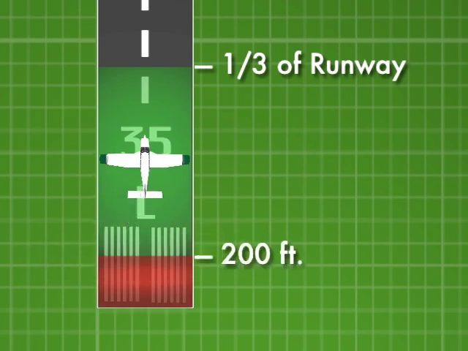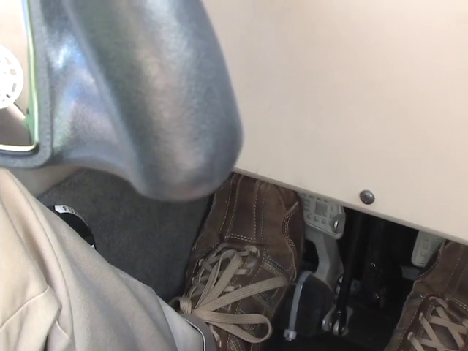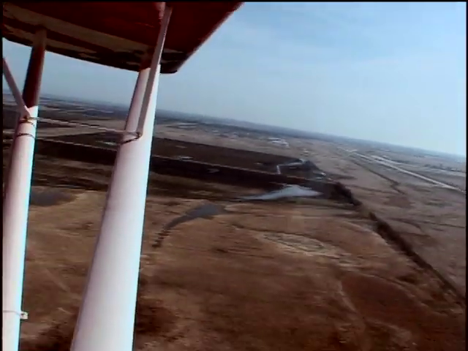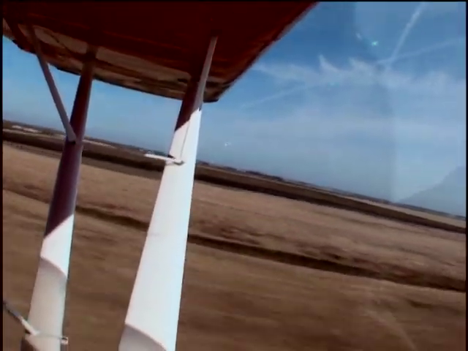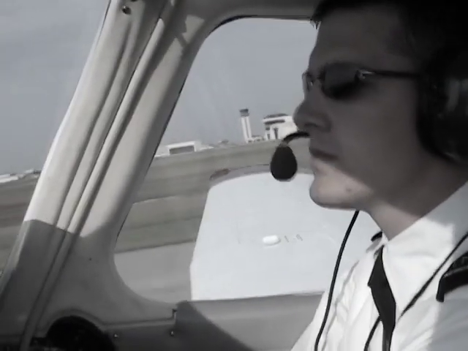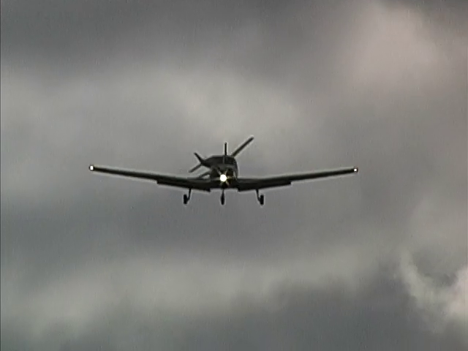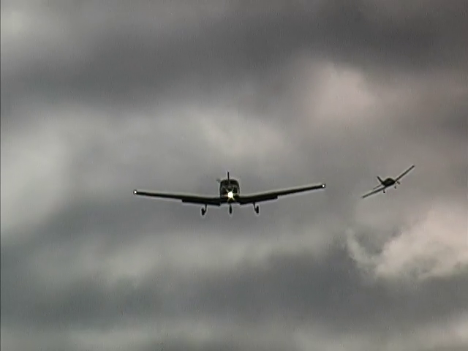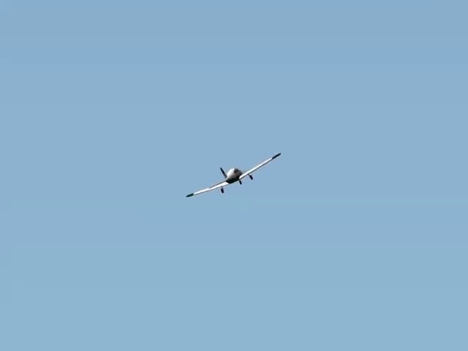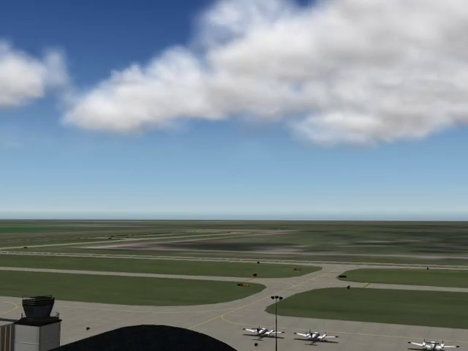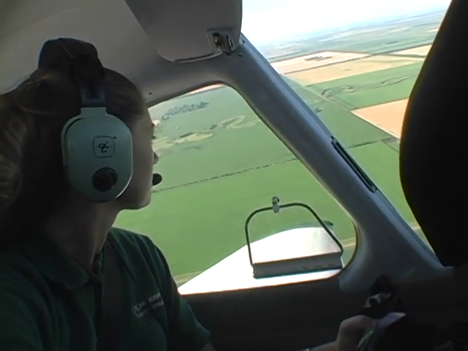Remember that throughout the entire traffic pattern, all turns must be coordinated with rudder and accomplished using no more than 30 degrees of bank in order to allow for an adequate amount of stall spin protection. The pilot will learn over time with their instructor how to become situationally aware in a traffic pattern. Remember that as you fly, you will share traffic patterns with other aircraft. At a tower-controlled airport, ATC is responsible for traffic separation, but the PIC is still responsible to see and avoid.